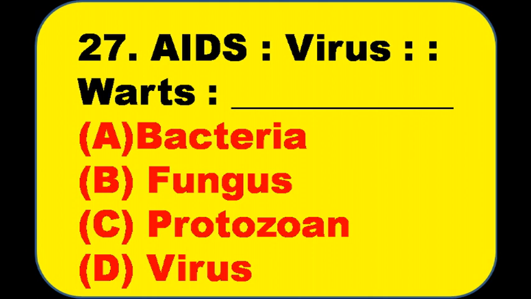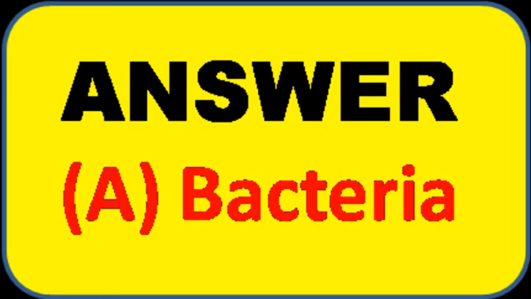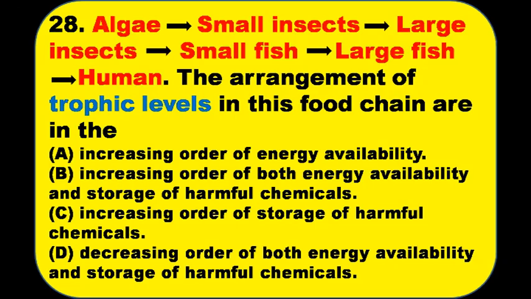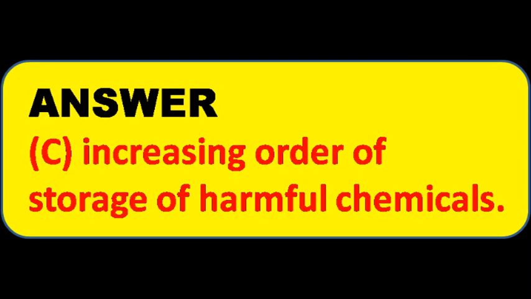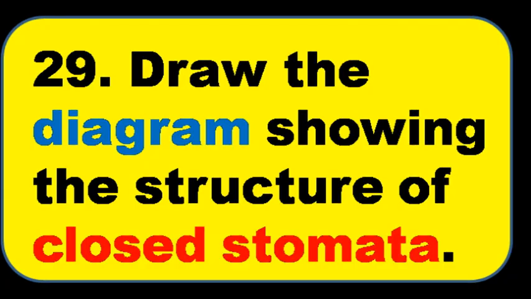AIDS, virus, warts, dash. A. Bacteria. Algae, small insects, small fish, large fish, human. The arrangement of trophic levels in this food chain are in the dash. C. Increasing order of storage of harmful chemicals. Draw the diagram showing the structure of closed stomata.